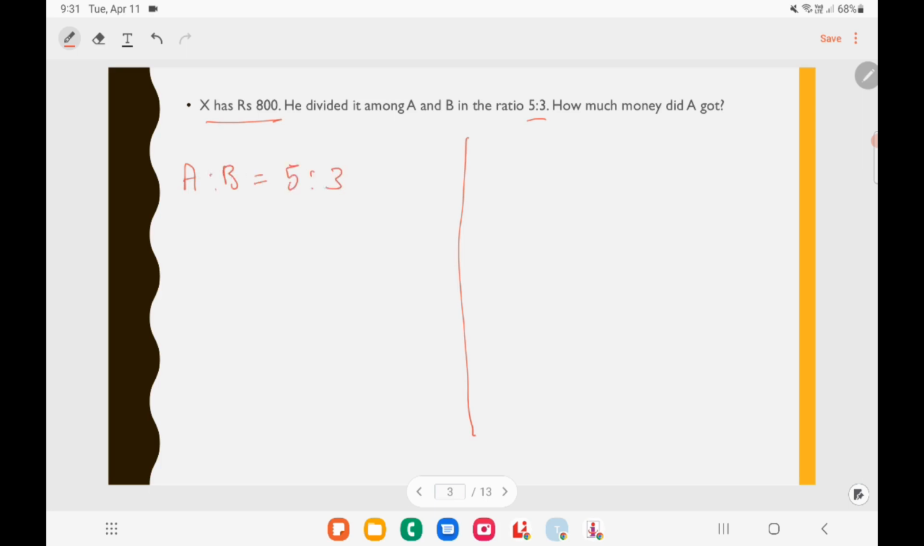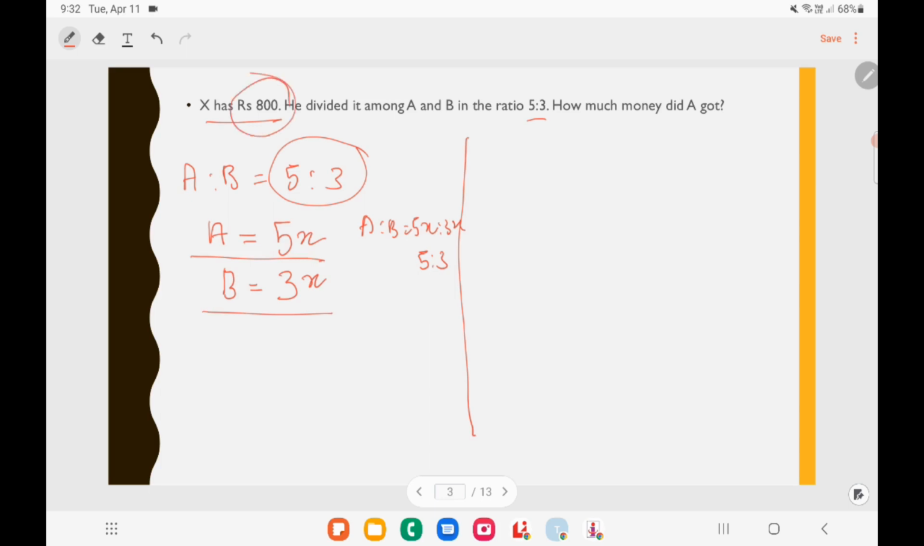Here let us assume that the money that a got is 5 into some number x, and let us assume that the money b got is 3 into the same number x. So that means a is to b is 5x is to 3x, so it will become 5:3. That is what is given here. So just multiply 5 and 3 with the same number x or k, whatever it is, then just assume like this: a got 5x money and b got 3x money.